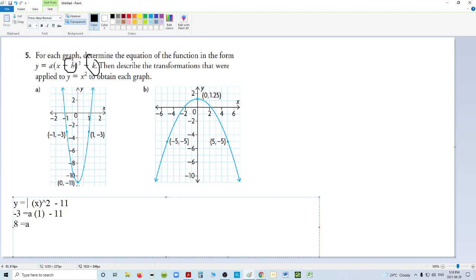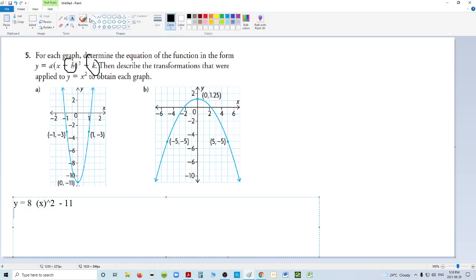And if I'm not sure that I got it right, I can take one of these points. Let's say I take -1 and see if I get -3 out of it. So I take -1, I square it, 1 times 8, yep, subtract 11, -3. Yep, I got -3. So that's the formula, and it's easier with parabolas.